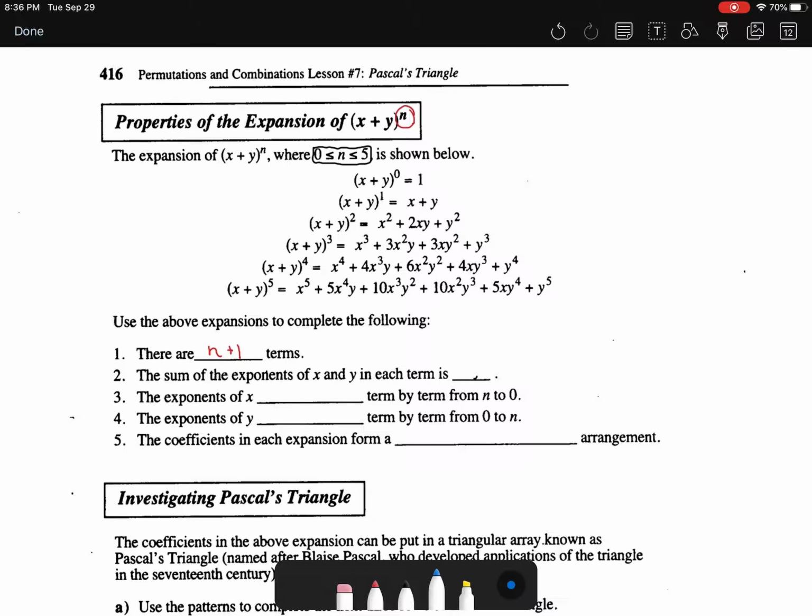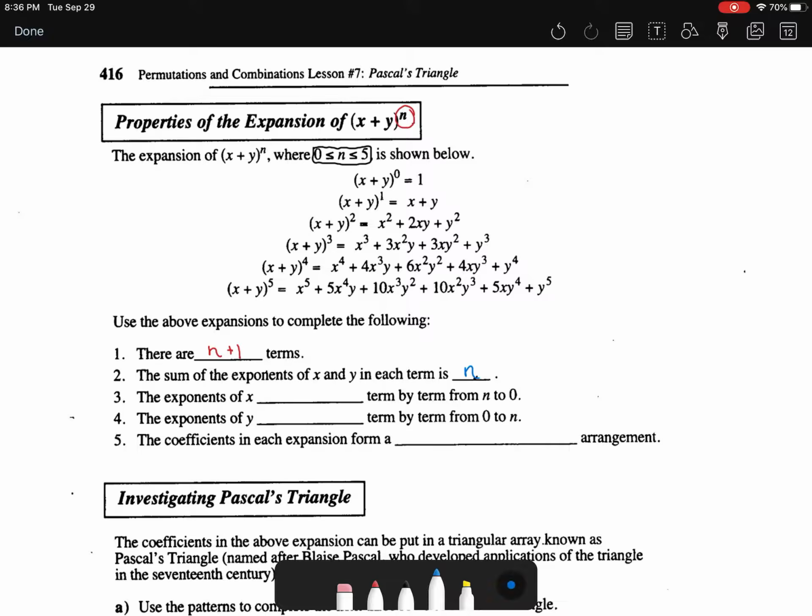Next, it says the sum of the exponents of x and y in each term. So again, if I refer to x plus y cubed, the sum of the exponents of each term, well, 3. In the next one, 2 and 1, that's 3. 1 and 2, that's 3, and then 3 again. So the sum of the exponents in each term is equal to the exponent of the binomial I'm expanding. So the sum of the exponents in each term would be whatever n is. So that's another little thing that we're going to need to use moving forward here.